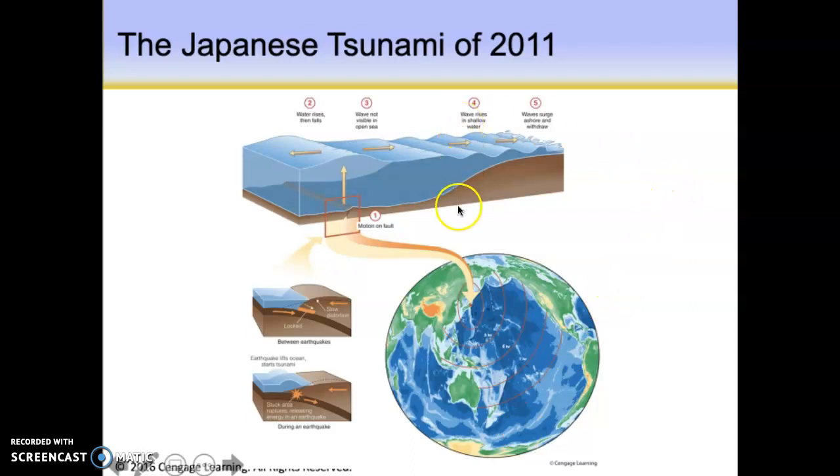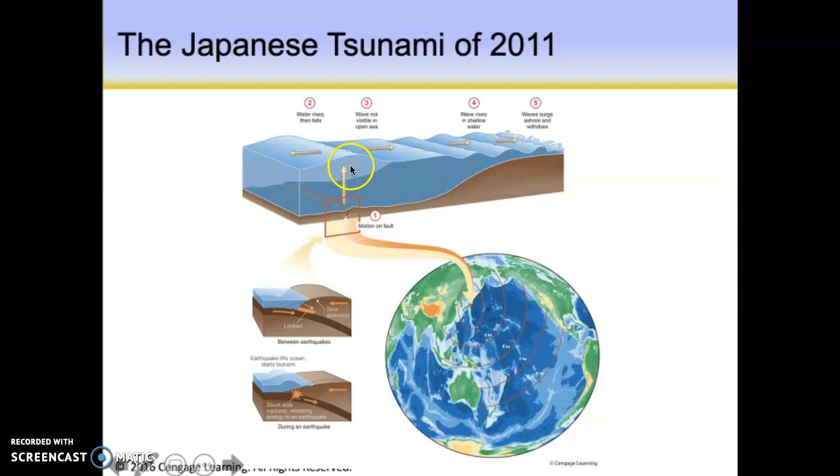So this is the Japanese tsunami of 2011. You can see it was triggered off the coast of Japan by the movement of a fault on the ocean floor at a subduction zone. Some of the waves went across the Pacific. They hit California in about 12 hours, and they got to the nearest coastline in only about 15 to 20 minutes. So that's these right here.